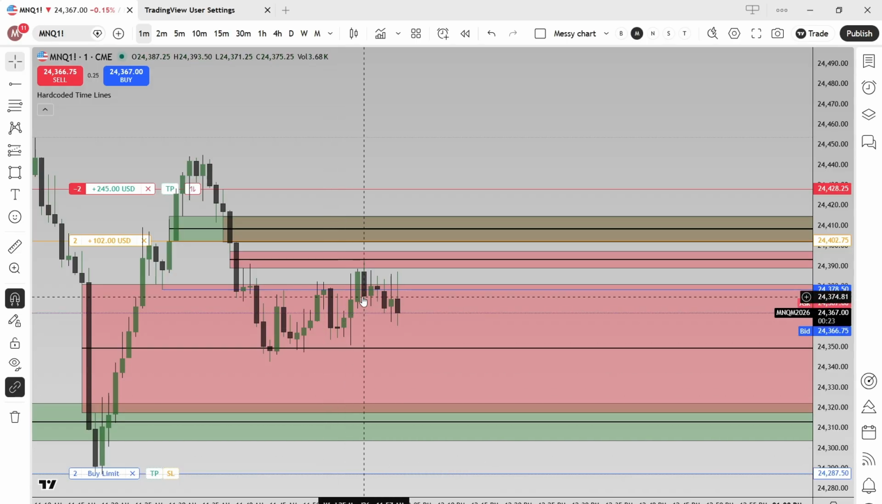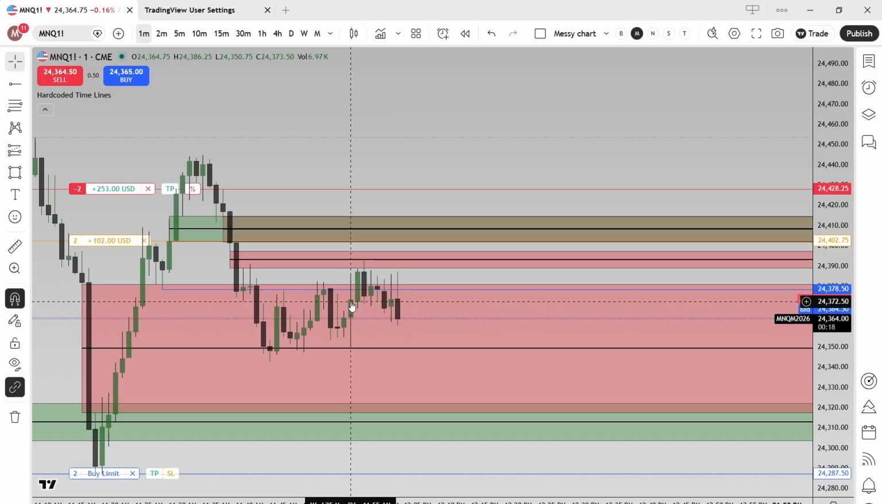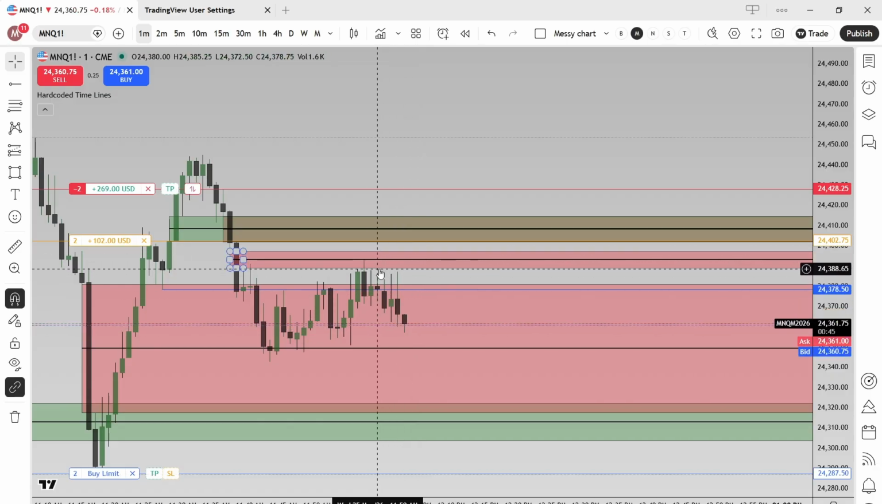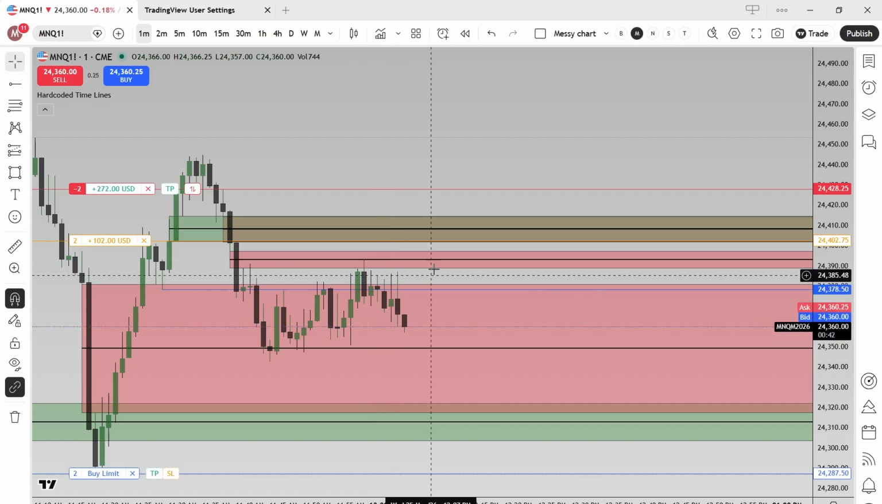Yeah, it's really struggling to get below that. It'll be a quick move if it happens. I mean, it did fail to get to this gap. This candle, this candle, this candle, all failures to get to this gap.